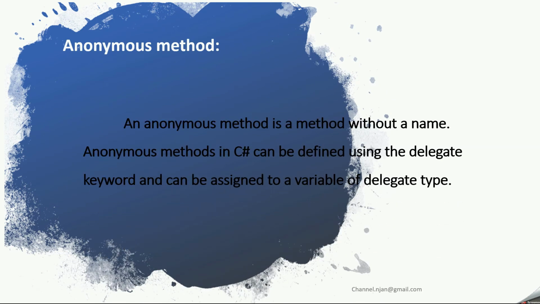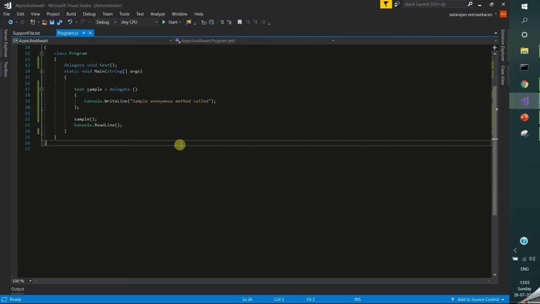Anonymous method. An anonymous method is a method without a name. Anonymous methods in C# can be defined using the delegate keyword and can be assigned to a variable of delegate type. Okay, what is an anonymous method? Let me go through our sample and come back to the description to get a clear idea.